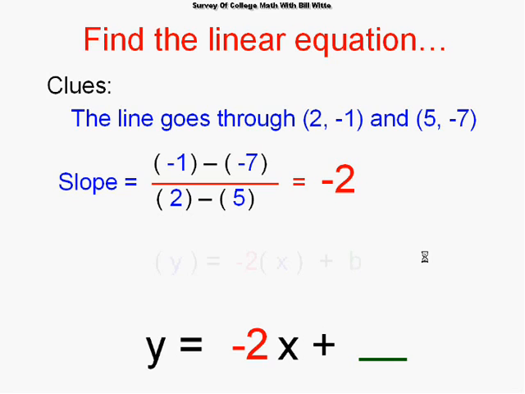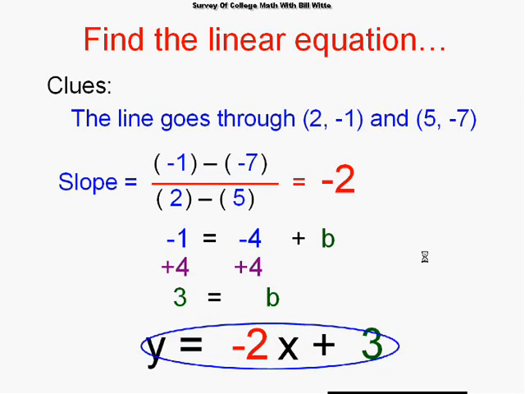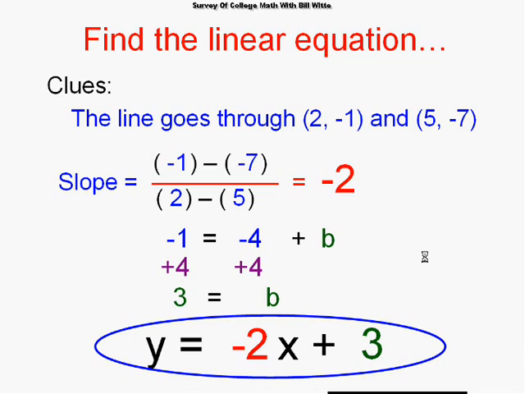Well, I pick one of the points. It really doesn't matter which one. And I put in the first number for the x and the second number for the y. I'll just pick the first point, (2, -1). I put in the 2 for the x and the -1 for the y. And I have to solve for b. So in this case, I'll have to add a 4 to both sides. And I'll get b is 3, 4 plus -1. And once I know what b is, I put it in, and I have my formula. Sheer genius. Okay?